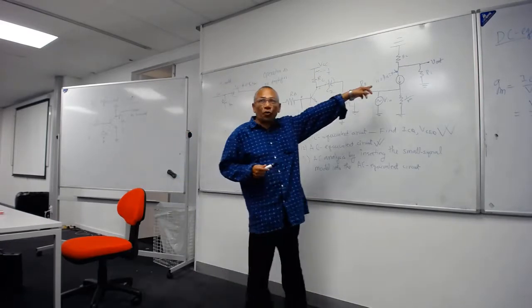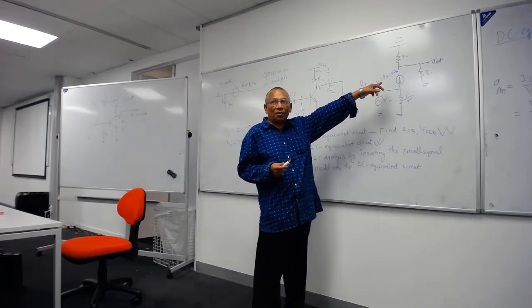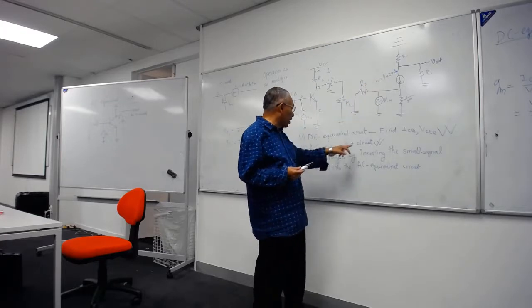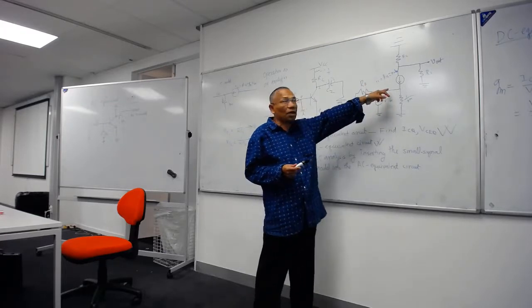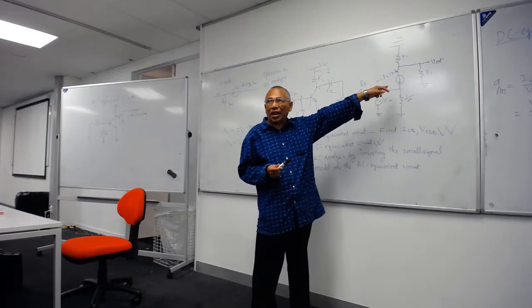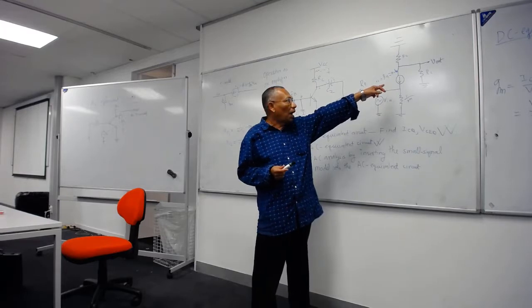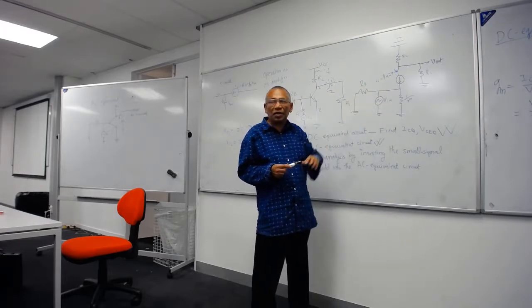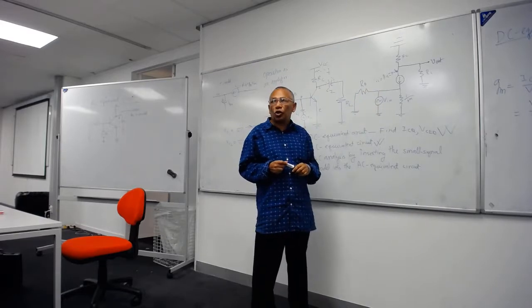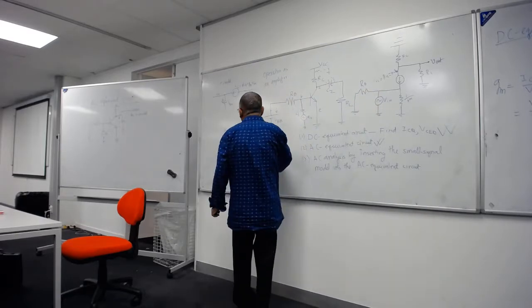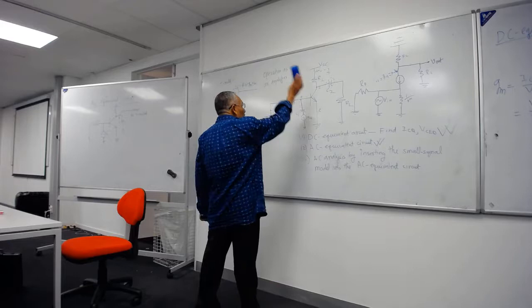John did a very good job in putting down the AC equivalent circuit with the AC small signal model. So make sure you understand what John did. This is the correct form of it, and from this you can do the small signal analysis. So I'm going to erase all of this. I don't think we need this anymore.